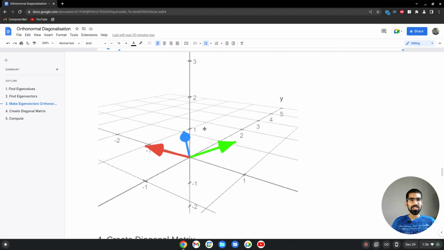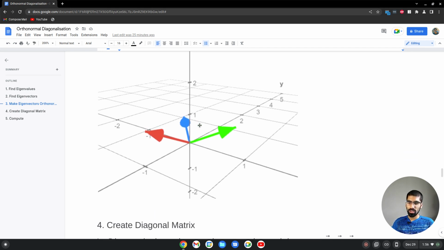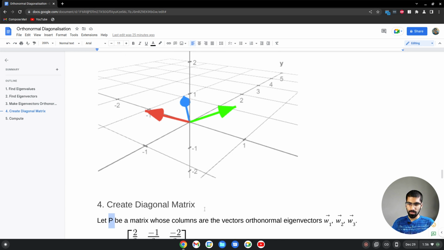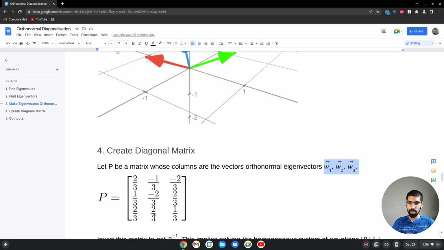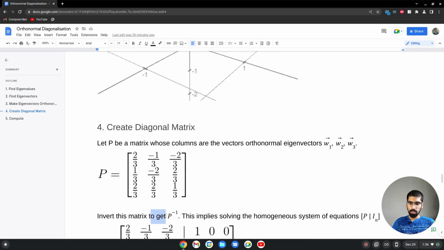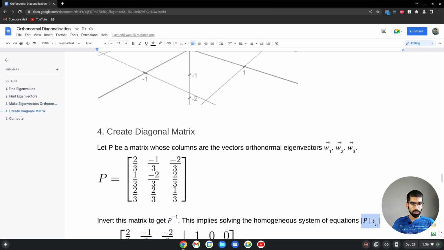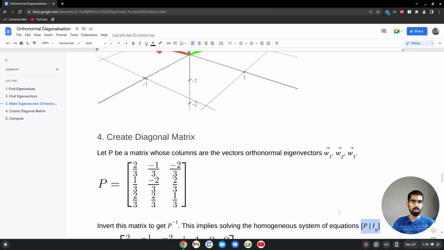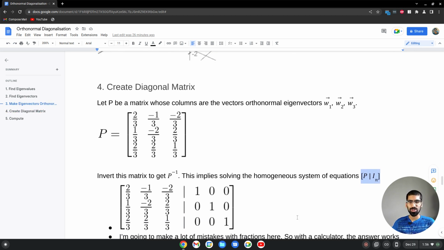All of this was just set up so that we could finally get to the big thing, the diagonalization and the computation. To create the diagonal matrix, we're going to have some matrix P, whose columns are just the vectors that we just created, W1, W2, W3. And then we're going to invert this matrix to get P inverse. To do that, we just had to solve a homogeneous system of equations with multiple augmented columns.